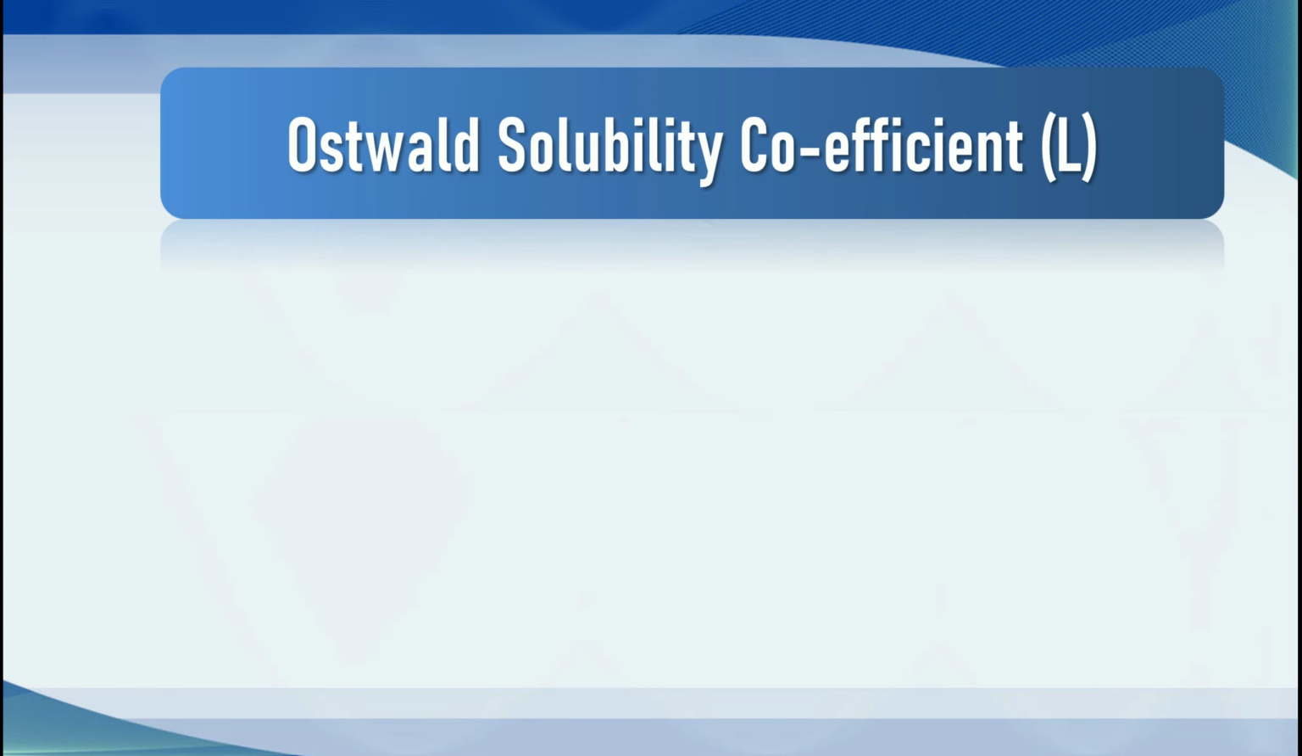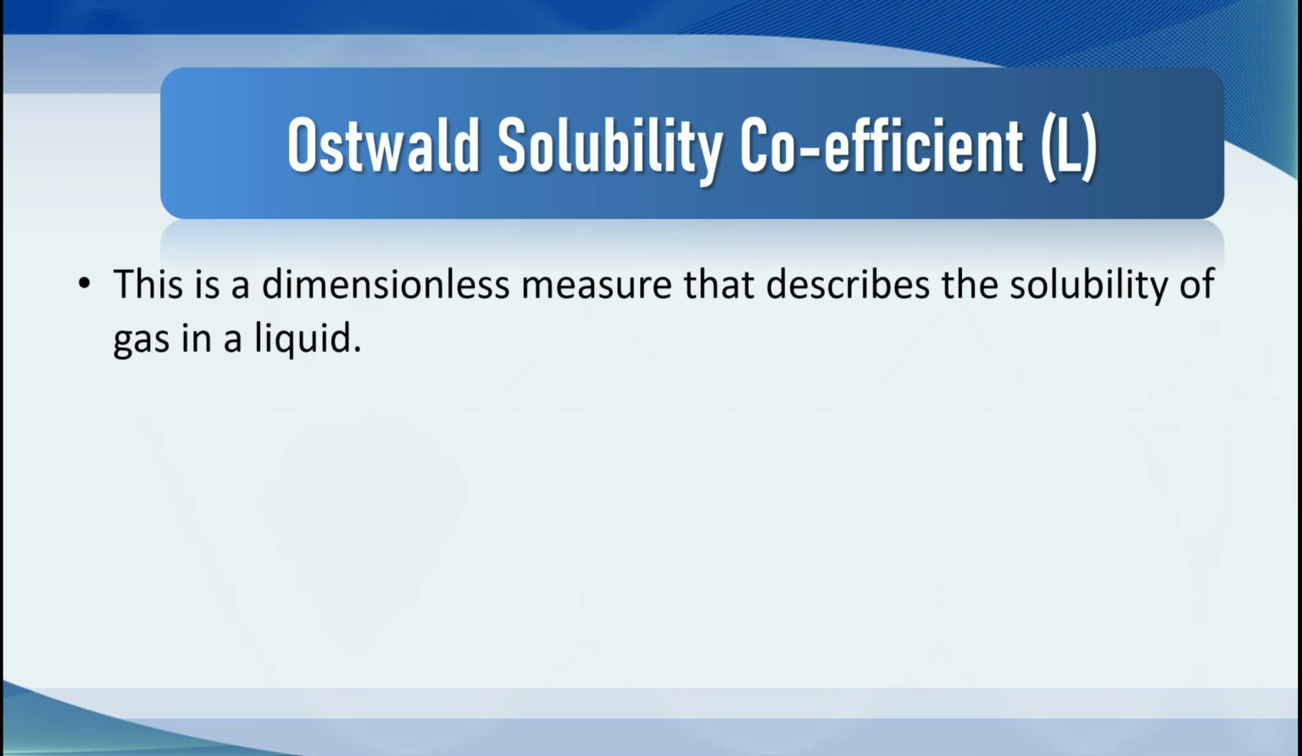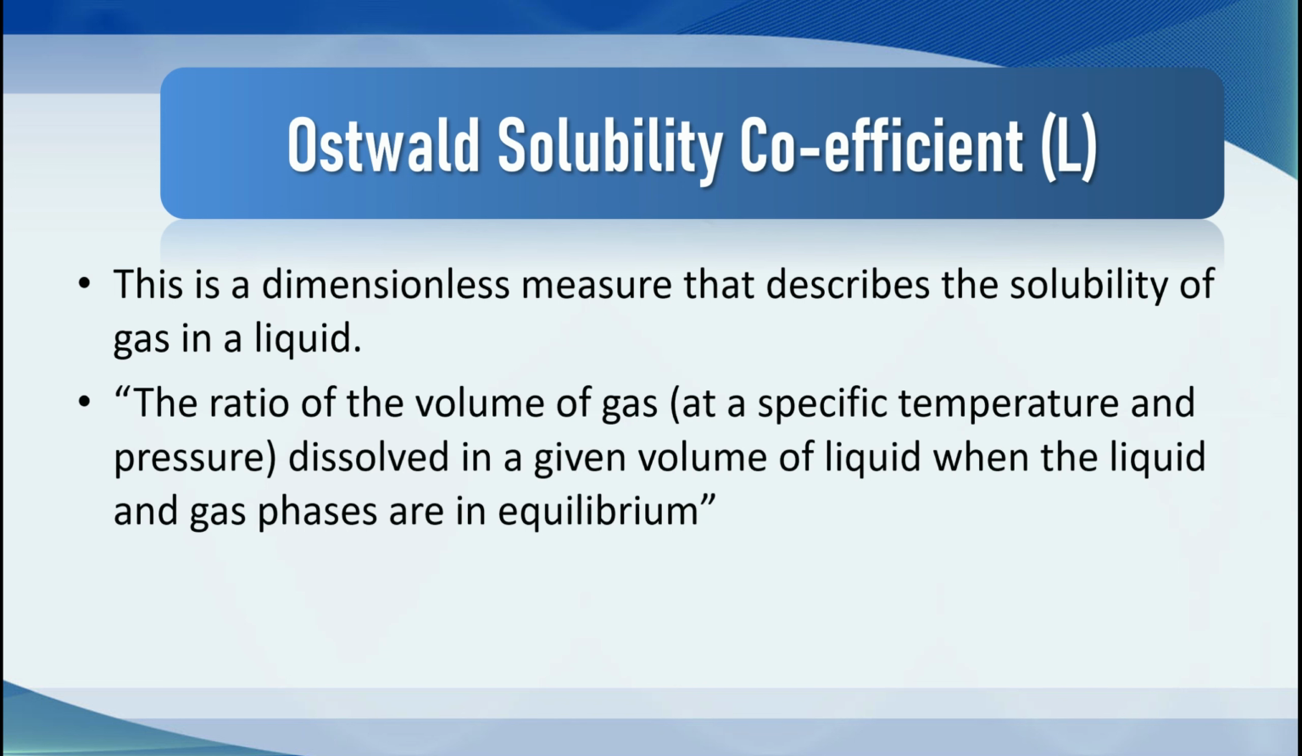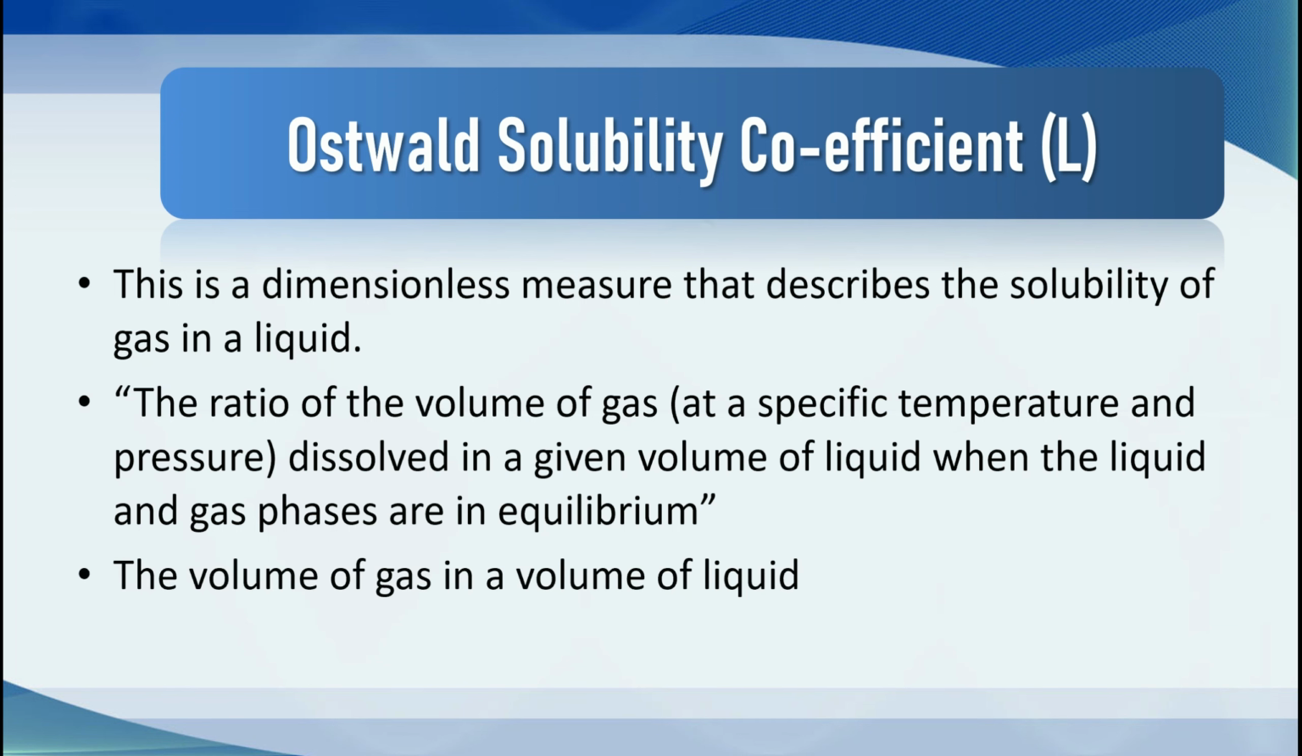The Ostwald solubility coefficient is a dimensionless measure that describes the solubility of a gas in a liquid. It is the ratio of the volume of gas at a specific temperature and pressure dissolved in a given volume of liquid when the liquid and gas phases are in equilibrium. So it's the volume of gas in a volume of liquid.